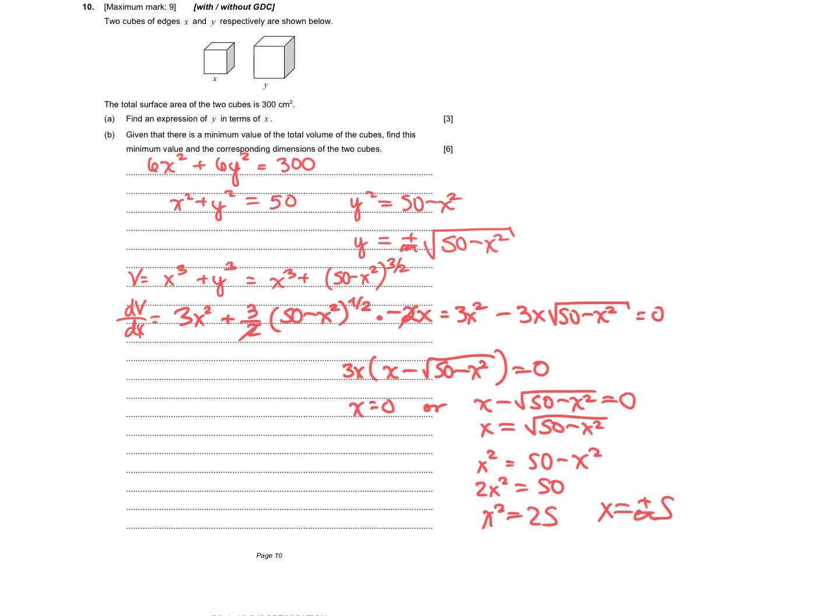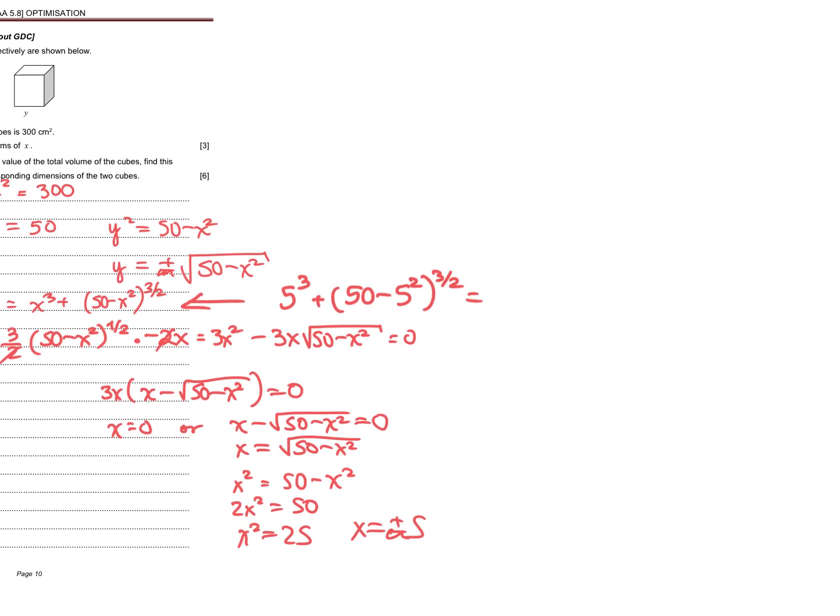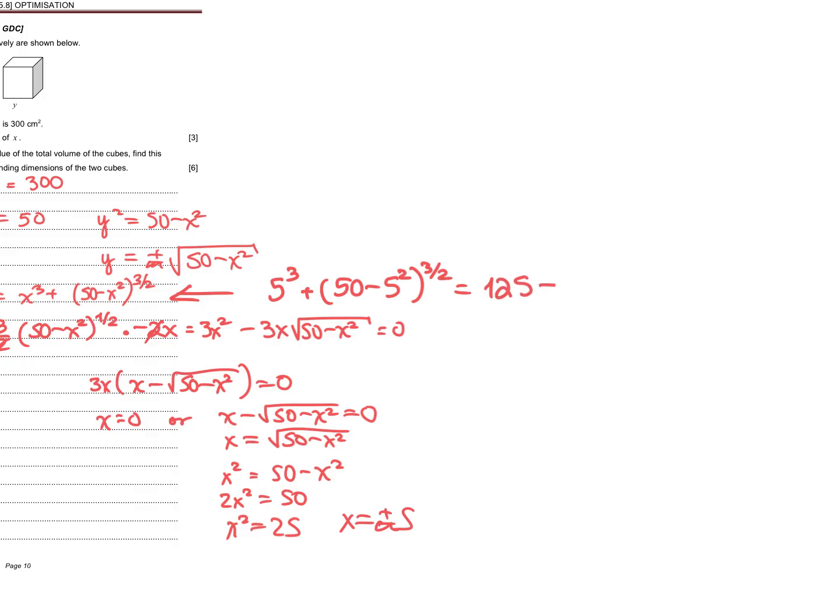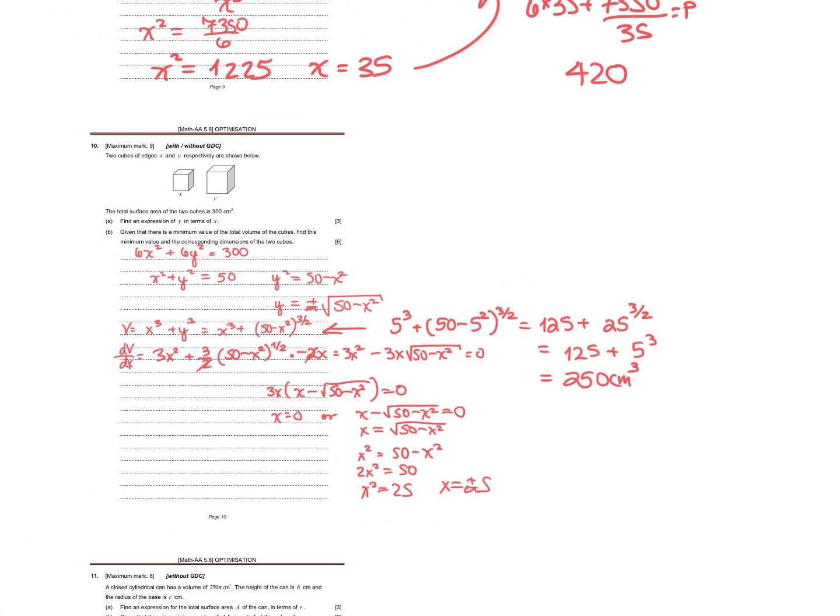Find this minimum value. So we need to sub back into this thing. So we're going to have 5 cubed plus 50 minus 5 squared to the 3/2. And then that's 125 plus 25 to the 3/2, which is the square root of 25, which is 5 cubed, so 125 again. So this is 250. That's the minimum value of the volume.